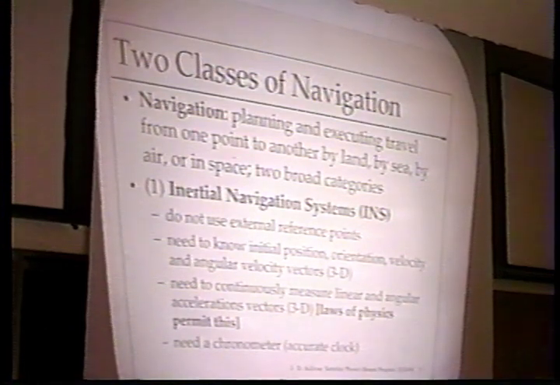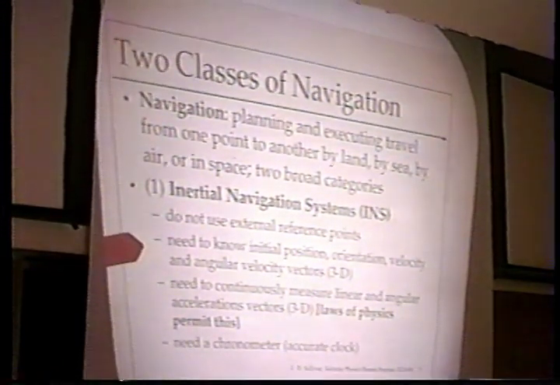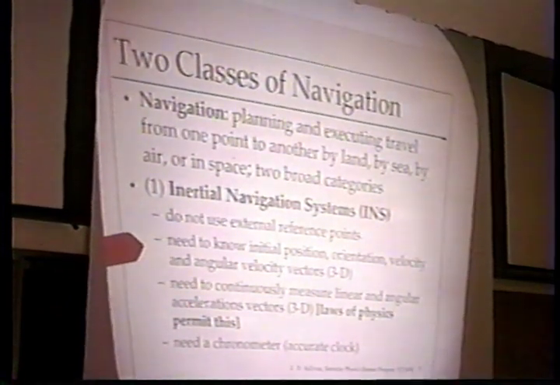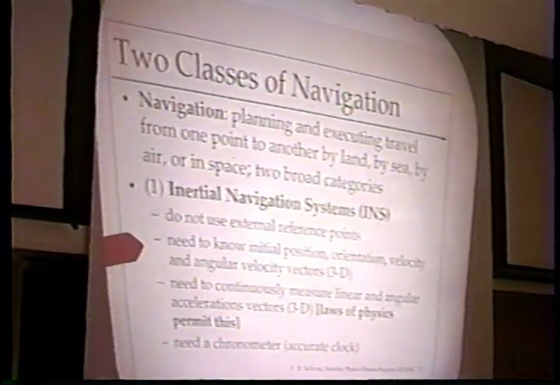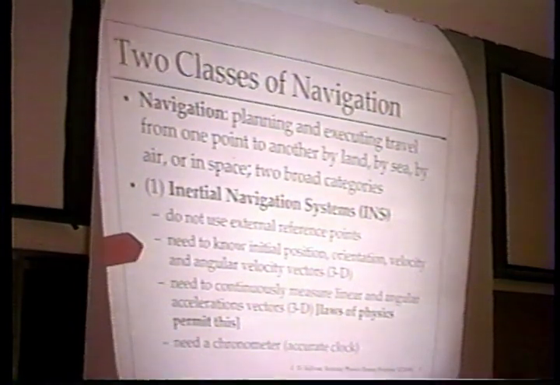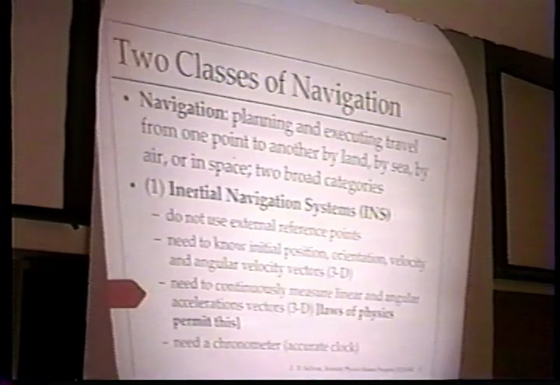An INS system does not use external reference points. It requires you to know where you started, what your orientation is, what your initial velocity was in all three dimensions of space, and what your initial angular velocity was. Were you rotating about some axis or not? And if so, what axis and how fast? Okay, so that you need to know.